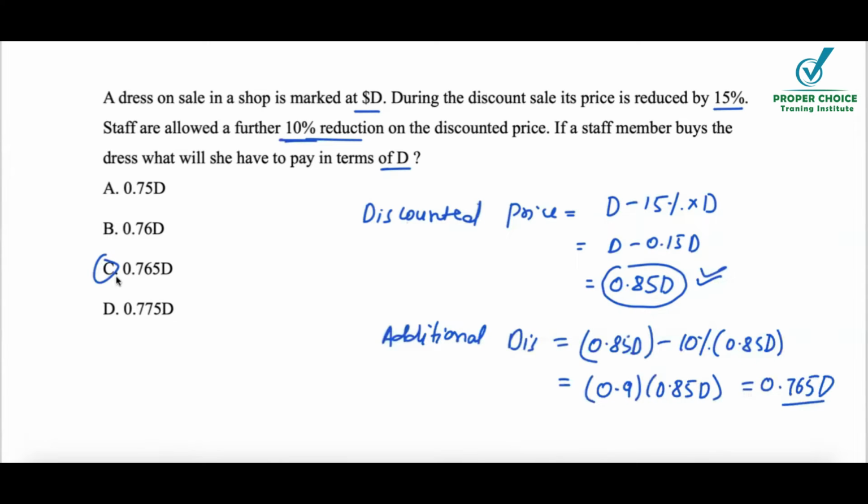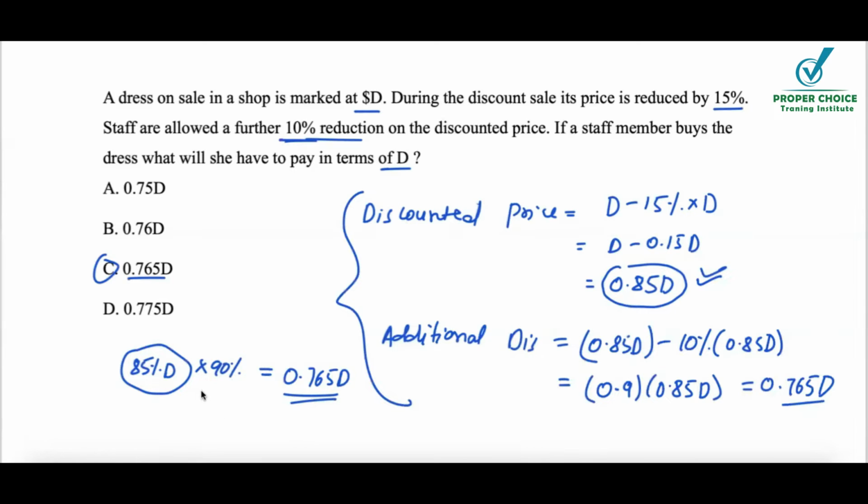So this is how the questions can be asked. In fact, rather than doing this much solving, what else can you do? As they are saying that the price got reduced by 15%, they're going to charge just 85% of that amount. On this, a further 10% reduction means they're going to charge you 90% of that value. So if you multiply 85% times 90% of D, you still get 0.765 times the D. Either you go step by step or you do it in one shot. At the end, you're going to get the same answer.